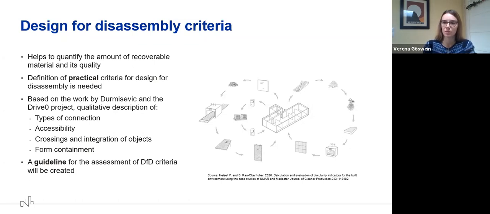However, we will use the more simplified version that includes 4 different types of criteria for disassembly. These 4 types are types of connection, accessibility, crossings, and integration of objects, and form containment. And we want to make a practical guide that shows these criteria and gives examples that we can then pass on to building managers or users of the platform, so they have a better idea of how to evaluate these different criteria.